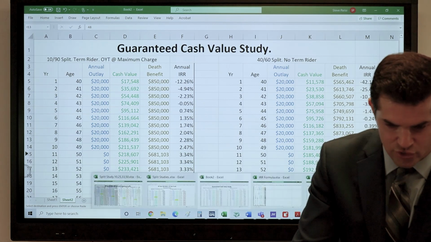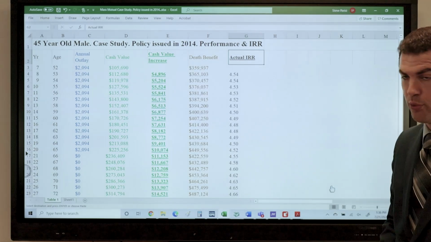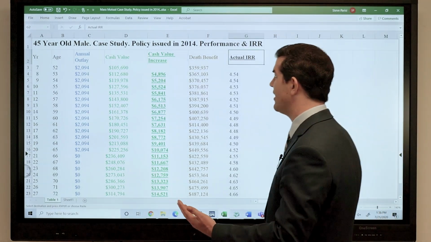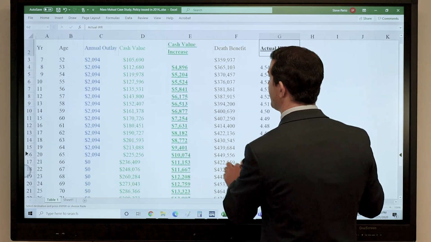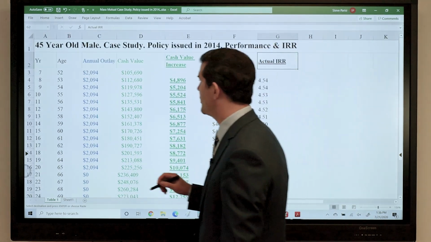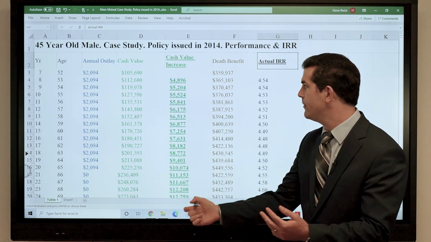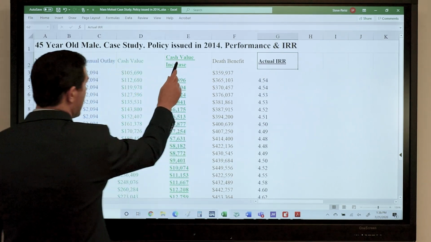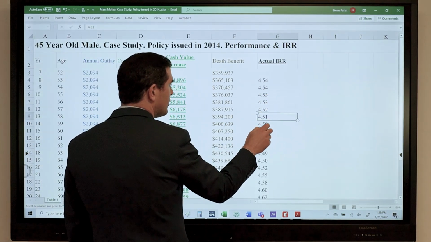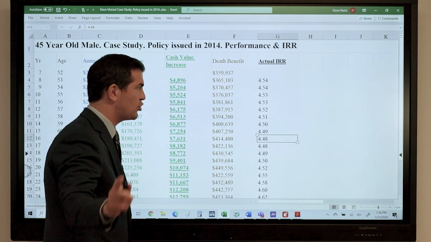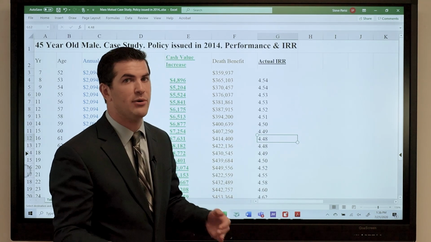But what I wanted to touch on here is a case study. So where we talk about illustrated performance and then actual internal rate of return, here we go. So here's a policy that was issued in 2014, started with a lump sum of money, now just looking to pay the minimum premium, what he has in cash value, how much he's growing each year, but the actual internal rate of return based off of the company's present 2020 dividend rate. We did a guaranteed rate study on this. Point being, we always like to look at both.